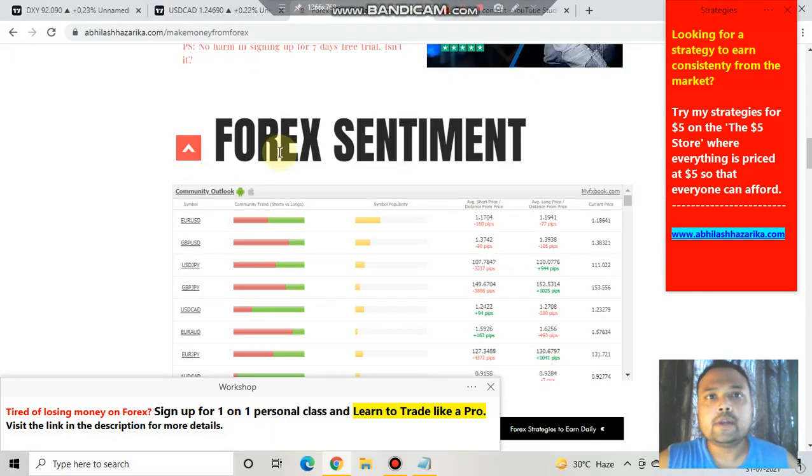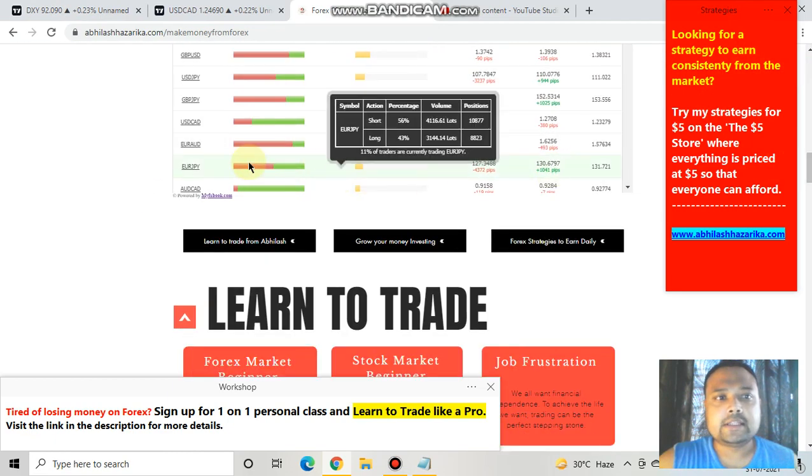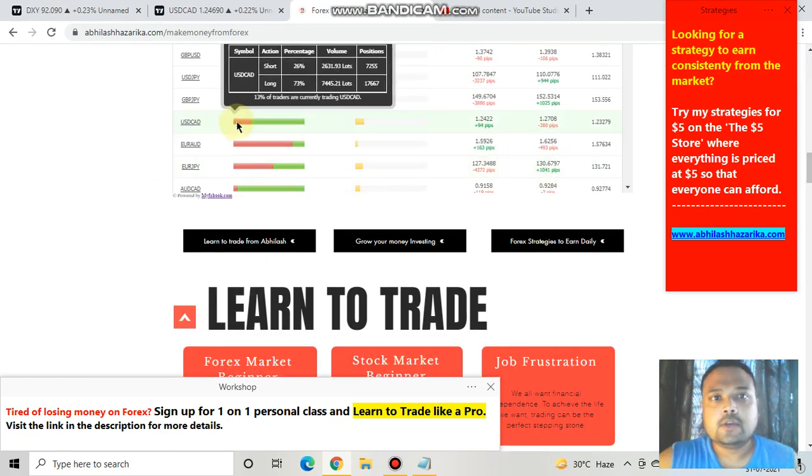If you look at the Forex Sentiment meter here, you will find it on my website avilashhajarika.com under the Forex 101 section. You can see that only 26% of traders have taken a short position, and 73% of retail traders are still thinking that the market will be going up because they have taken a long position.